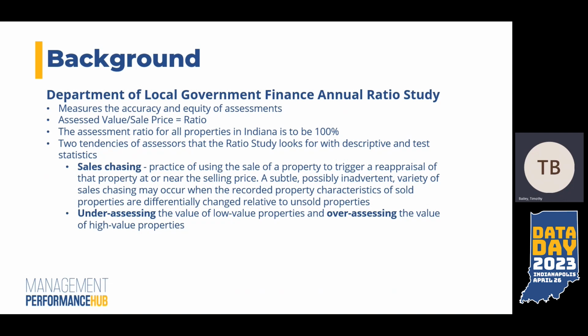And then it's kind of just human nature to underassess the value of low value properties and overassess the value of high value properties. So that is another thing that the DLGF looks for statistically.